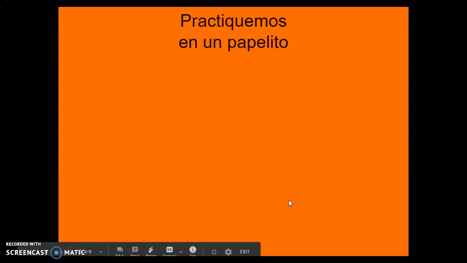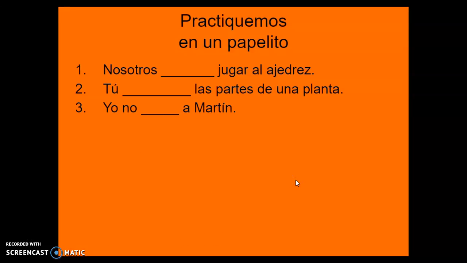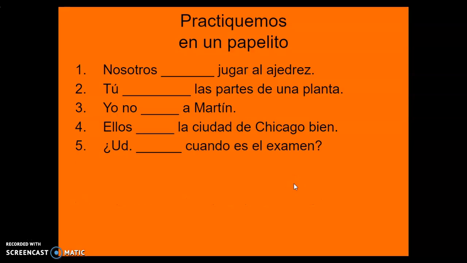So vamos a practicar en un papelito. So take out your pen and paper, or if you're typing this up, get ready. So nosotros blank jugar al ajedrez. Tú blank las partes de una planta. Yo no blank a Martín. Ellos blank la ciudad de Chicago bien. Usted blank cuando es el examen. Blank tú bailar el tango.